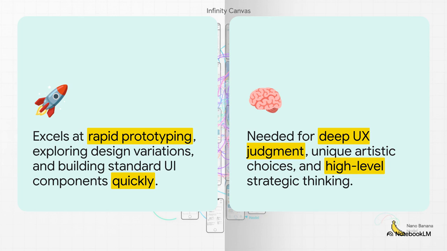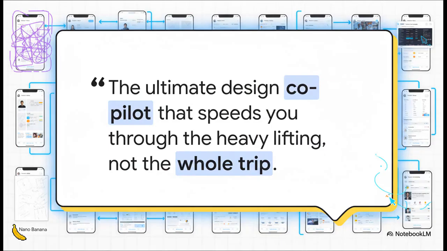Stitch 2.0 is an absolute beast for rapid prototyping and for building what we call CRUD apps. You know, your standard dashboards, forms, data tables. But for that deep, nuanced user experience judgment, for truly unique and artistic animations, for the complex strategic thinking that makes a product great, it still needs a human. Rogerio Amorim from Medium just hits the nail on the head with this quote. Think of Stitch as the ultimate co-pilot. It's there to speed you through the tedious heavy lifting, but you, the human, are still the pilot navigating the trip.